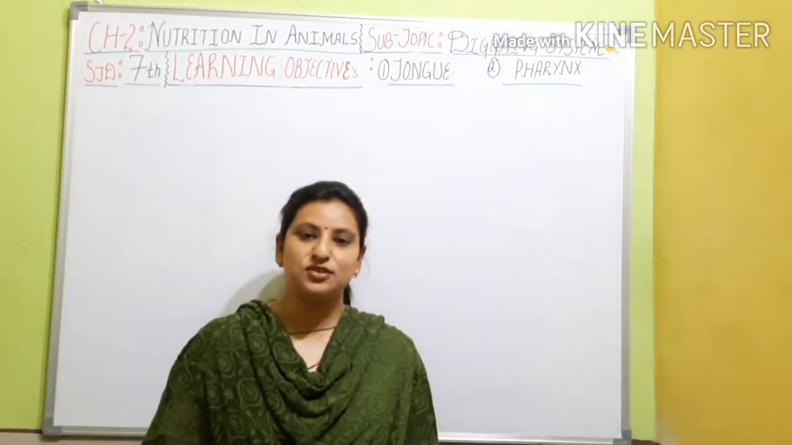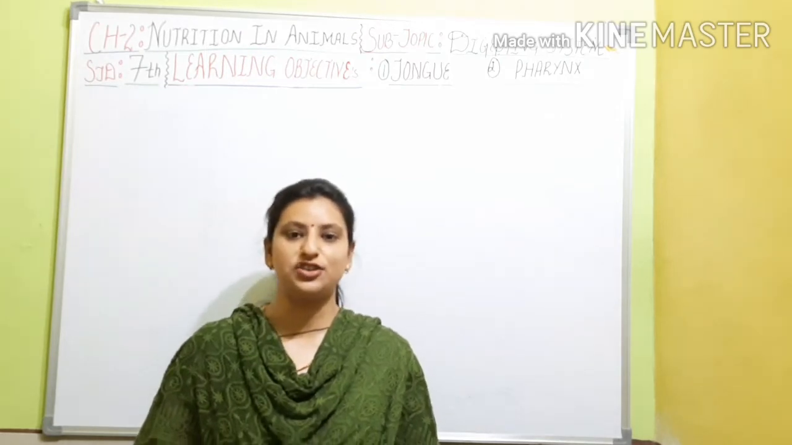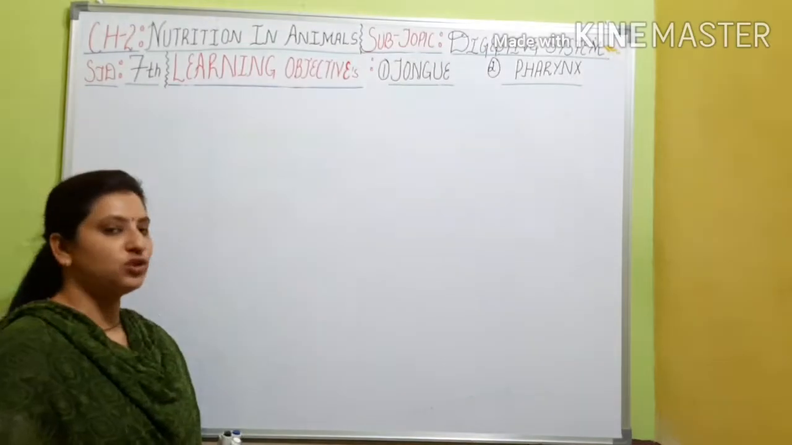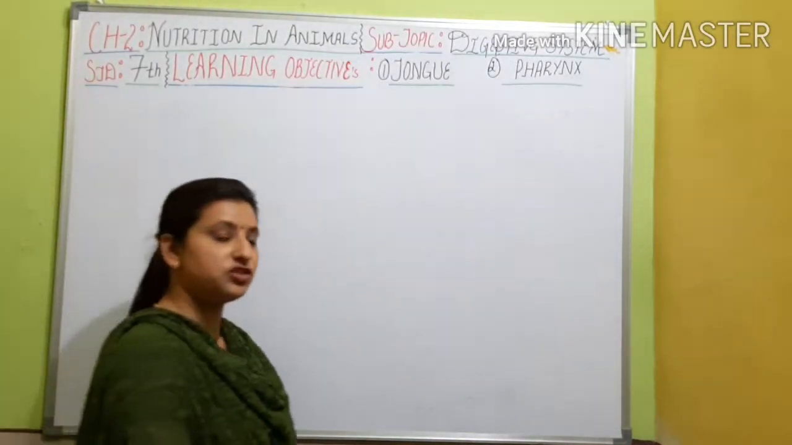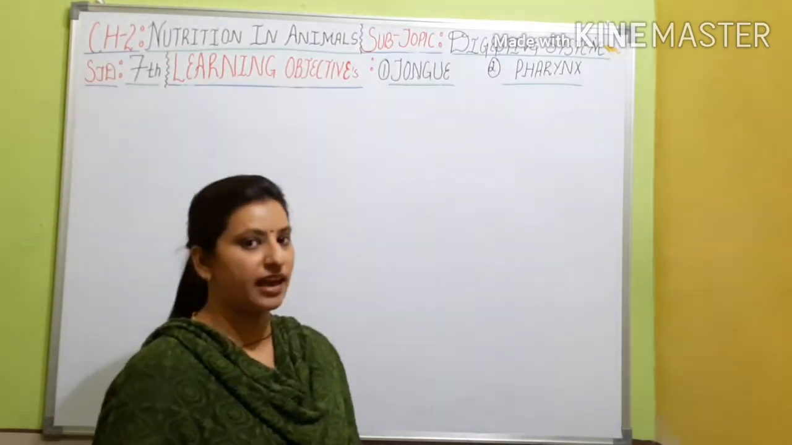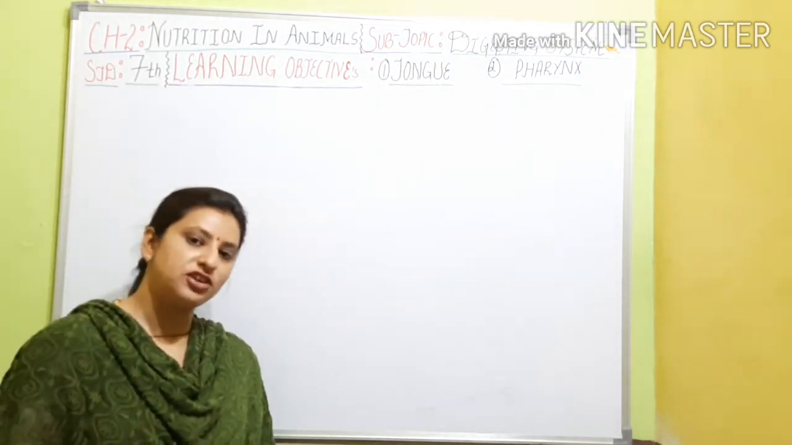Welcome back to HIM Tutorials as digestive system is going on under the main heading Nutrition in Animals. Today our learning objective is to learn about the tongue first, and the second objective which we are going to achieve today is about the pharynx. What is the location, what is the diagram, and what is the function of the pharynx. So let's begin with the tongue first.